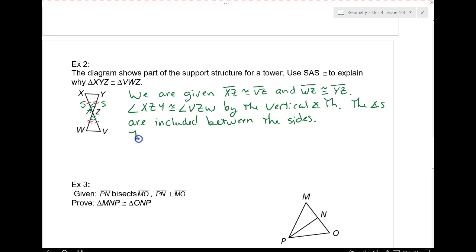So say that then. So therefore, triangle XYZ is congruent to triangle VWZ by the side angle side congruence postulate. If you just said side angle side congruence, you don't have to use the word postulate. I'm good with that. But yes, are you explaining what you would do in a proof? Yeah. But that's what explaining is. It's justifying what you're doing.